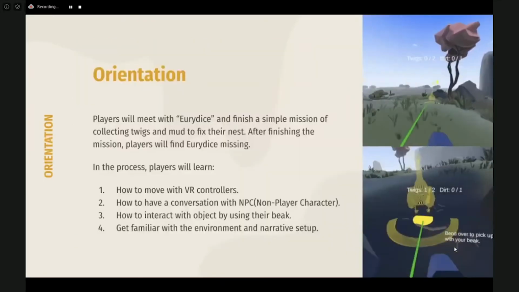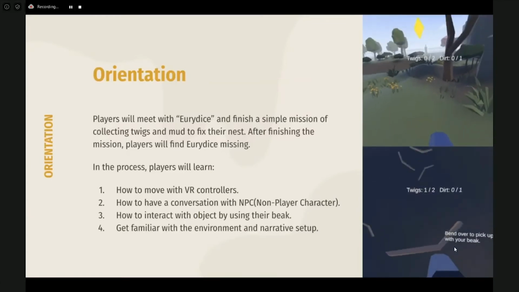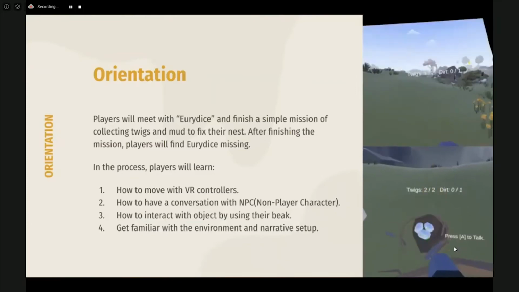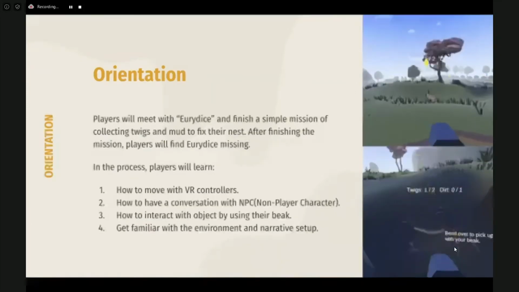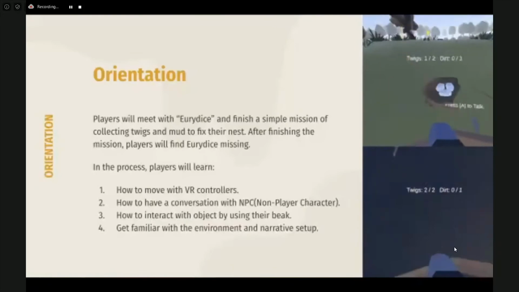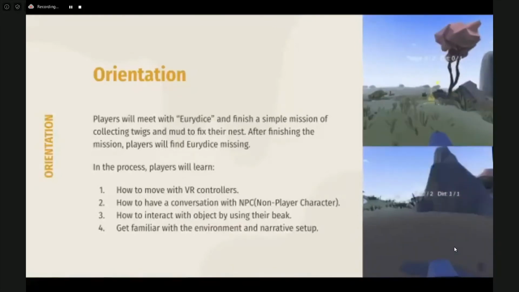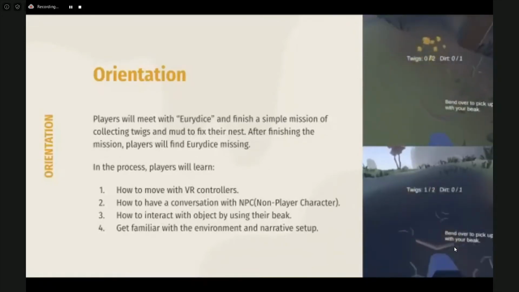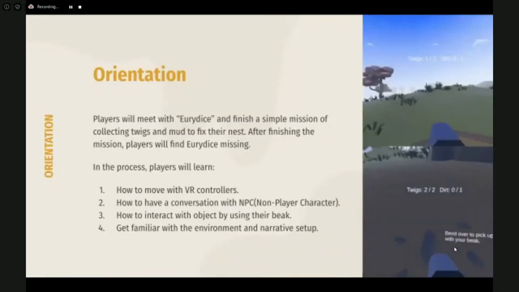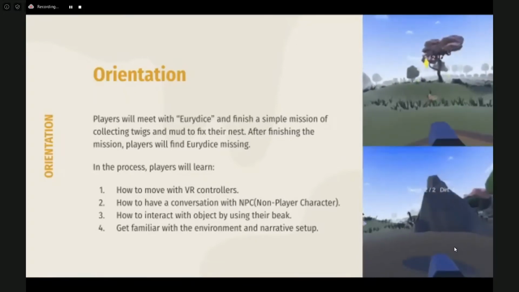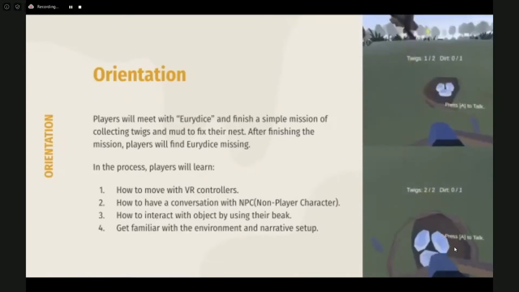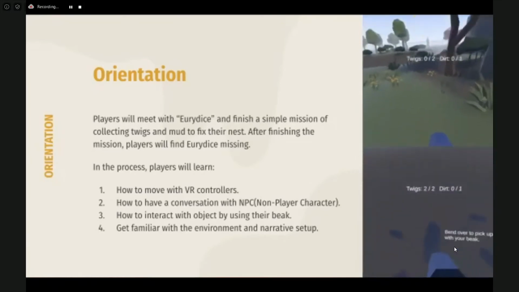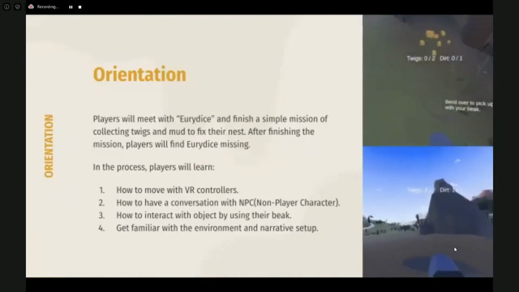In the orientation part, the player has a mission of fixing their broken nest. In the process, the player will talk to his partner called Aridus, and players need to walk around the area and collect some twigs and mud. The purpose of the orientation is to help the player get familiar with the environment and learn how to move, how to have conversations with characters, and how to interact with objects. As you can see, there are visual indicators and instruction text leading the player to learn and complete the mission.